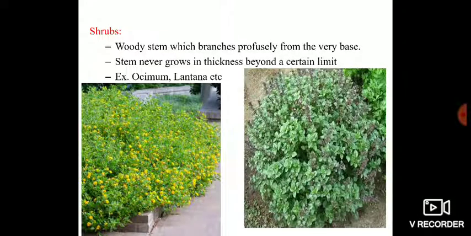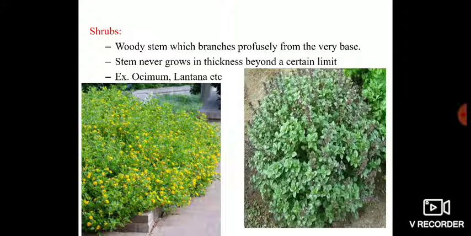This is known as shrubs. The shrubs are those plants which possess woody stems, and their branching is profuse. They branch profusely. They have a large number of branches, and their branching starts from the very base. The stem of these shrubs never grows in thickness beyond a certain limit. Although there is some increase in thickness of their stems, this increase is not beyond a certain limit. That means their stems cannot grow beyond a certain limit.